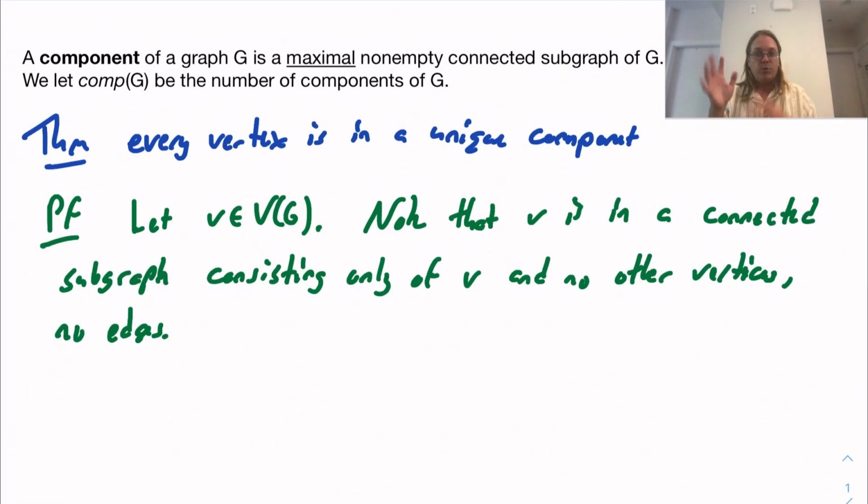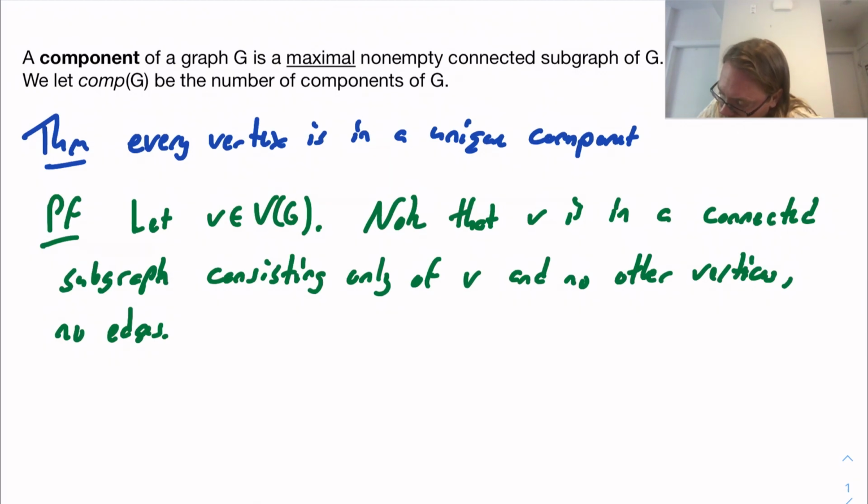So if you were to propose, here's a maximal connected subgraph H1 that contains my vertex V, and here's another one, H2, that contains V, I would say, well, I'll take H1 union H2. By our previous proposition, that is a new connected subgraph. It still contains V. Assuming H1 and H2 were different, I've now enlarged both of them, and therefore contradicted the maximality.